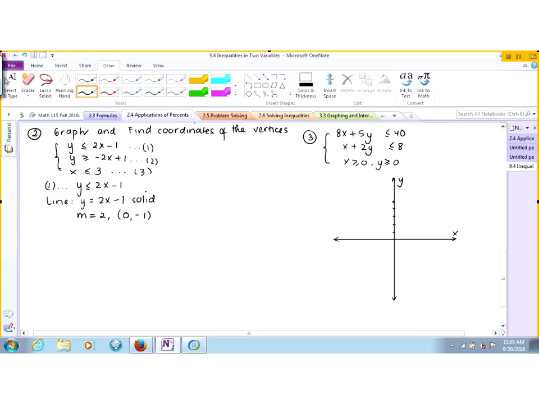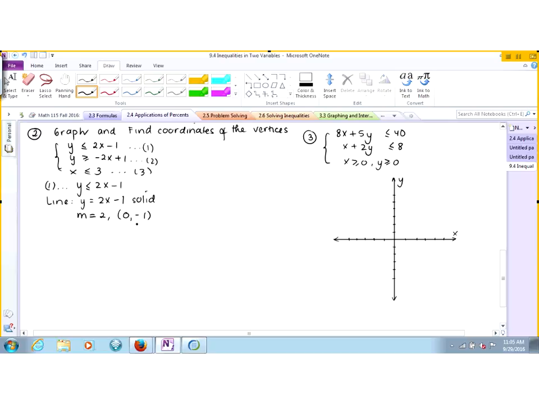Alright, so 1, 2, 3, 4, 5, 6. 1, 2, 3, 4, 5. Okay. So, oh, this one's not good. The tick marks, you see? So make sure they're equally spaced.